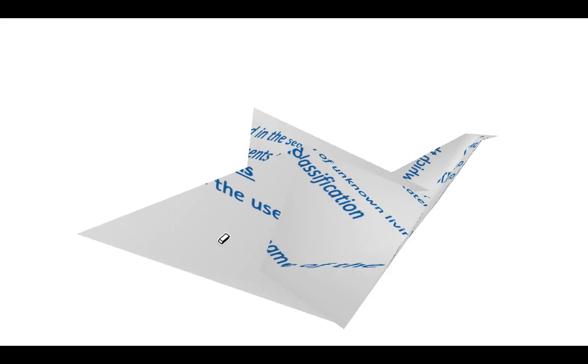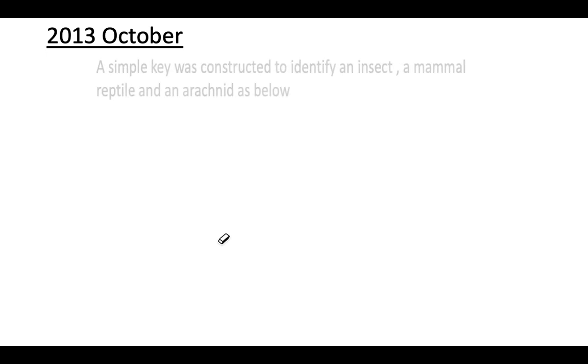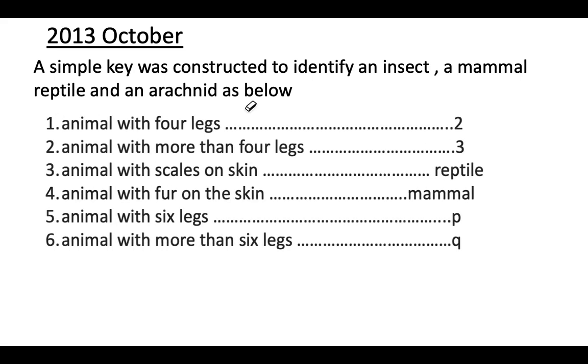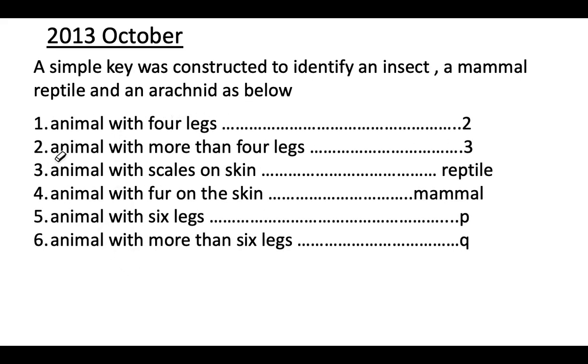Okay, so we look at the other side. On the other part, we can look at the examination paper. I want to show you exactly how the examiner can ask you questions. The question went on to state: a simple key was constructed to identify an insect, a mammal, a reptile, and an arachnid as below. So this is the actual key. The first one is the mammal with the 4 legs. An animal with 4 legs, okay?